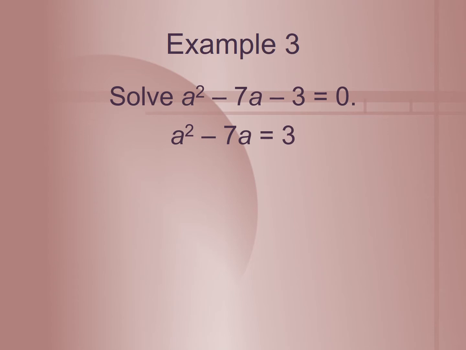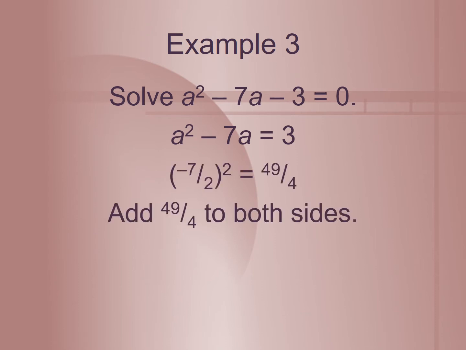Now we can take half of b and square it. So our b is negative 7. So half of negative 7 is just negative 7 over 2. And then squaring that, we get 49 over 4. So we're going to add 49 over 4 to both sides.